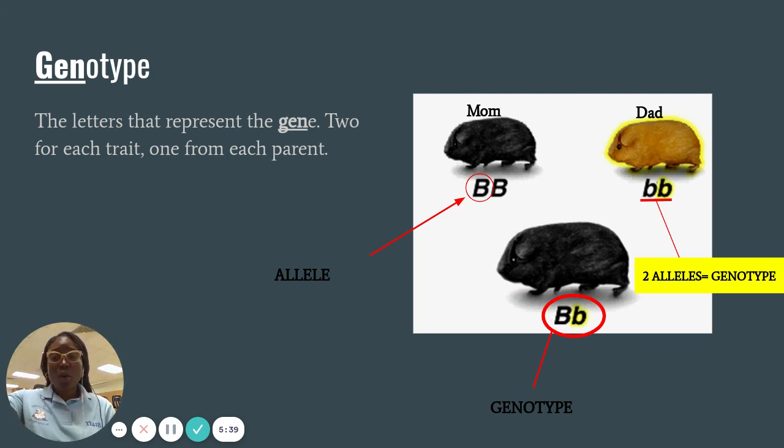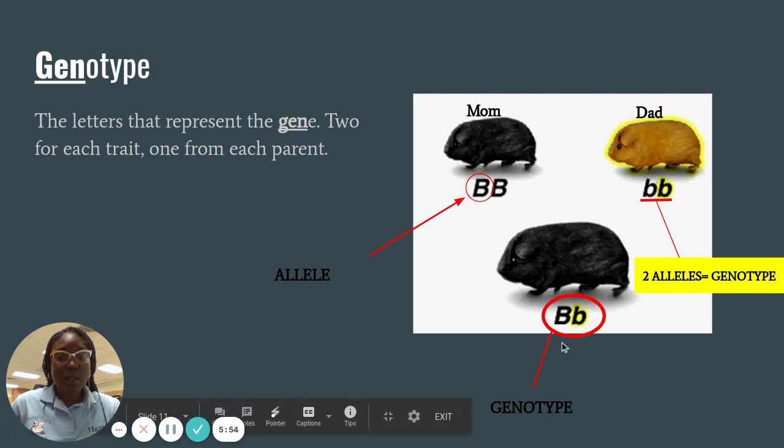All right, you get one allele from your mom, one allele from your dad for every trait that you have. So one allele was given from the mom to the offspring, and then the next allele was given from the dad to the offspring. Two alleles make up a genotype. So the genotype of the offspring is big B, little b.